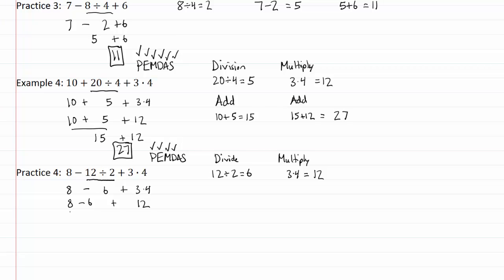So as I'm going from left to right, the first thing I need to do is 8 minus 6. So I've got to subtract 8 minus 6. Well, since 8 is larger, this one's going to end up being positive. If I take 6 away from 8, I have 2 left over. So this becomes 2 plus 12. Now my last operation is this addition, and so that's what I'll do next. Add 2 plus 12. 2 plus 12 is 14, and so this whole expression becomes 14.